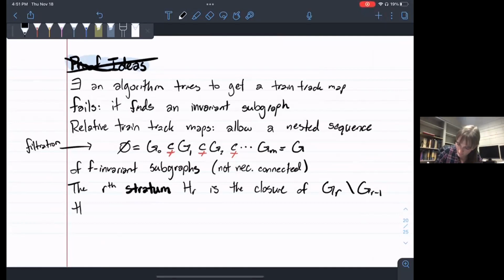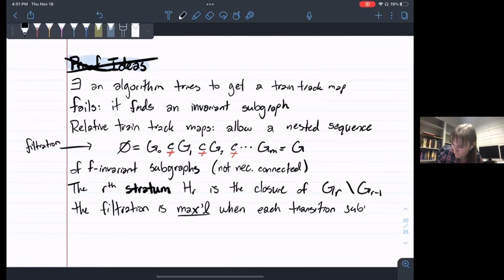So the filtration is maximal when each transition submatrix, the submatrix that you get when you look at just the edges in the rth stratum, going over the edges in the rth stratum, is irreducible, which is a nice property for a matrix to have, or 0.